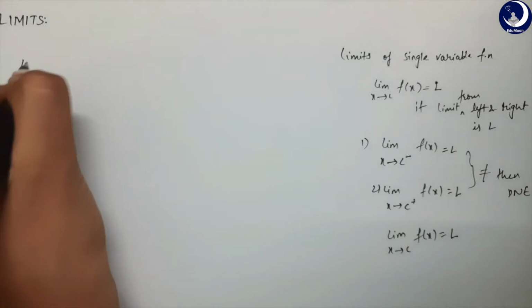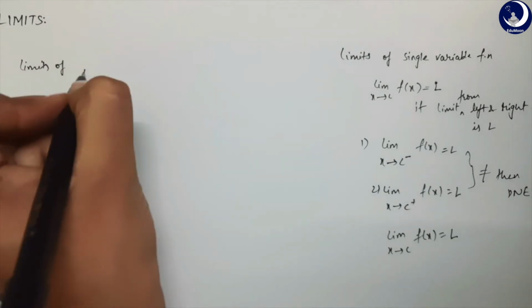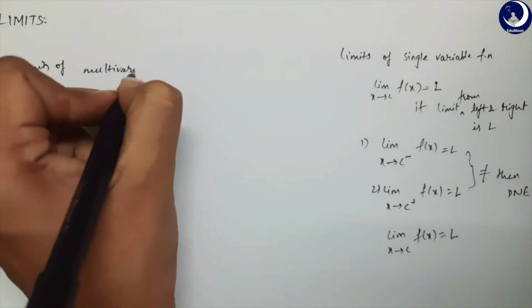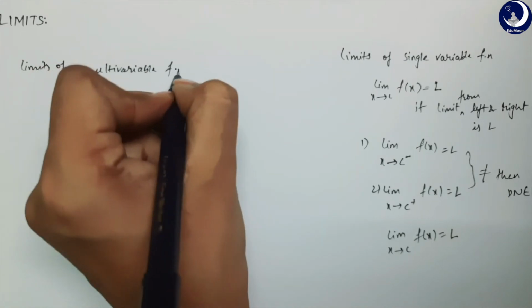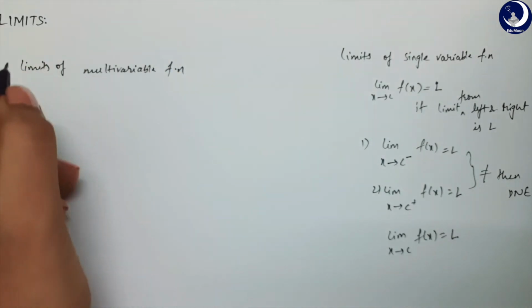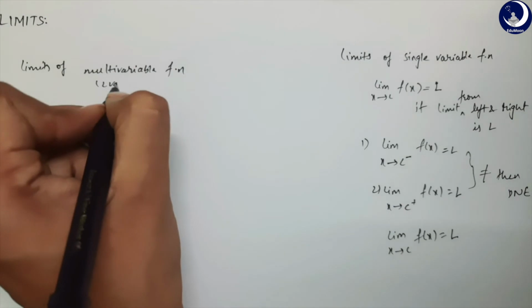But for limits of multivariable functions, here we are taking two variables.